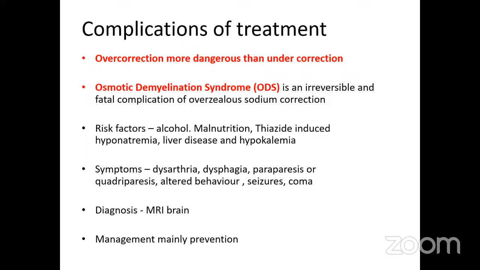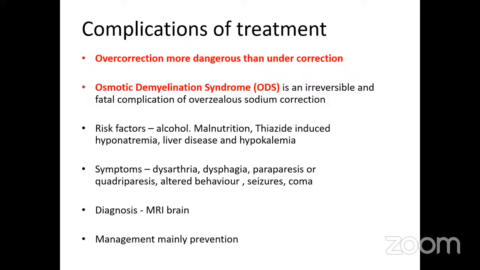We can diagnose by MRI brain. Earlier, this was called central pontine myelinolysis. Now we know it affects not only the pons, it affects the medulla and everywhere. So it is renamed osmotic demyelination syndrome. The best management is prevention.